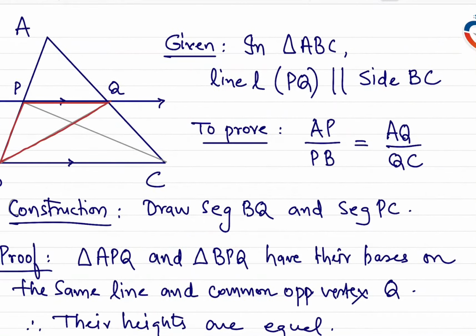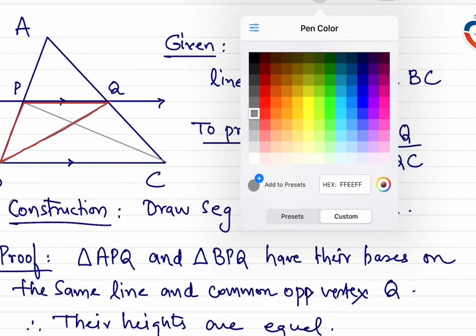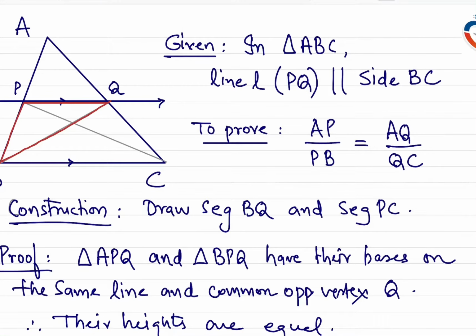So let's go to the diagram again. Triangle BPQ is the red triangle. Can you see that? And you want triangle CPQ. So let's shade that as triangle CPQ. I'll use a green color here. You can see triangle CPQ, the green colored triangle. So now you have triangles APQ, BPQ and CPQ. Now look at these two triangles. Both the triangles lie between two parallel lines. Yes or no?